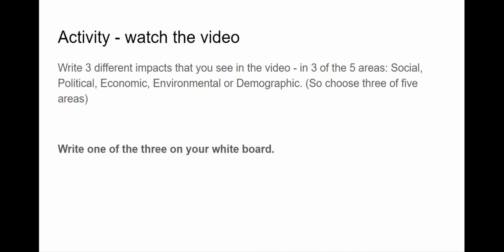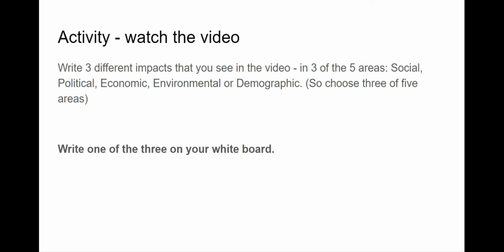All right. The activity you're going to do is a video about vanilla cultivation in Madagascar. I tried to pick a video where you could see a lot of different things going on in all these categories. What I want you to do is choose 3 of the 5 categories: social, political, economic, environmental, or demographic. And I want you to write down impacts that you see from the video.